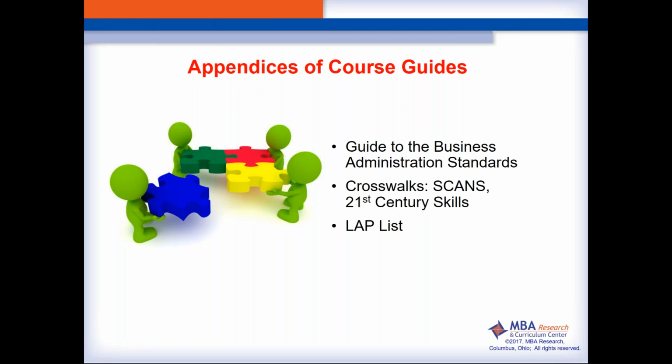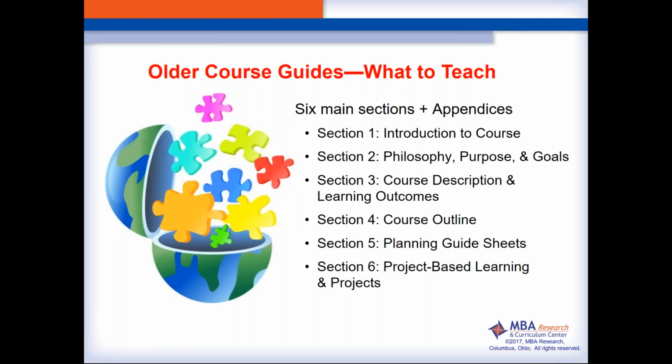So I said 2016 and on, all of our course guides look like this. But if you happen to download an older course guide, you can see instead of 5, there are sections that are just a little bit different, but the information is going to be the same. It's just where it's located. Instead of section, in the new one, section 4 is the planning guide sheets, and the old one, section 5, is the planning guide sheets. So they'll just look and be laid out a little bit differently.